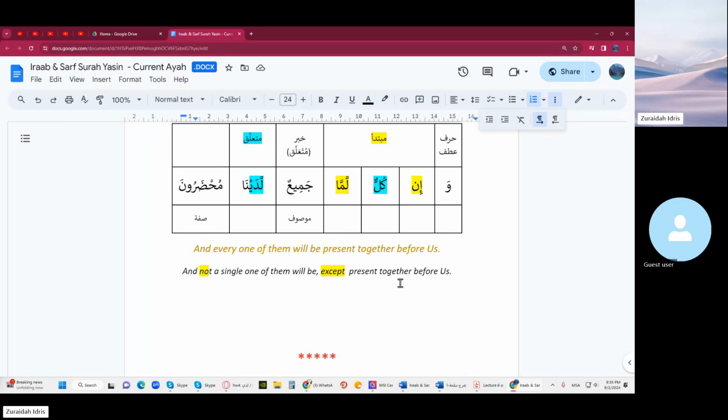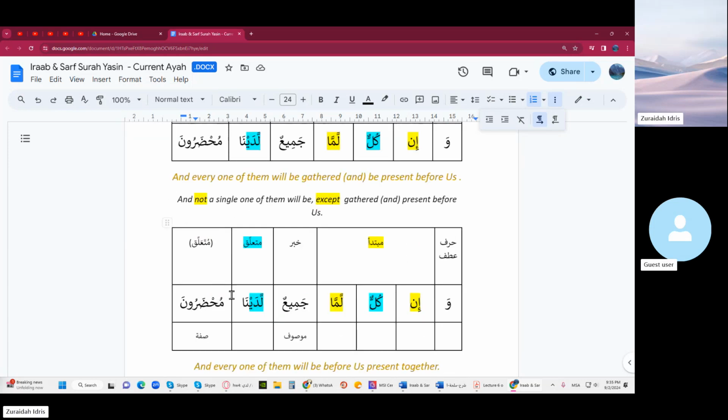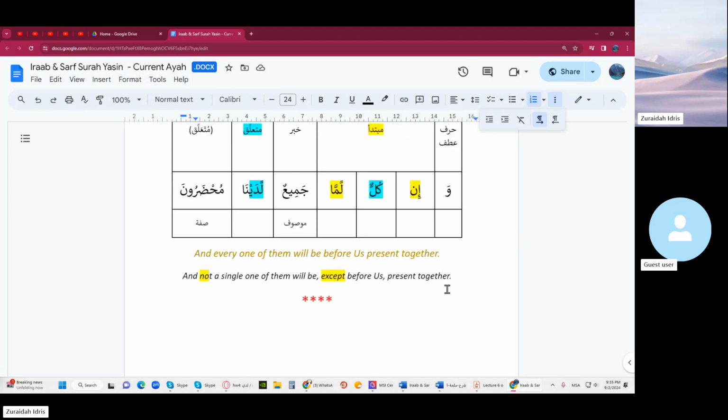So that's one. Then here in this case, we change the muta'alik. The muta'alik goes to muhdarun. And this is when we have this. But like I said, you can also have this, which is also okay. We can also put the "before us" before here, and every one of them will be before us present together. So that it is muta'alik to the being present, rather than being together. This is one way of putting it.